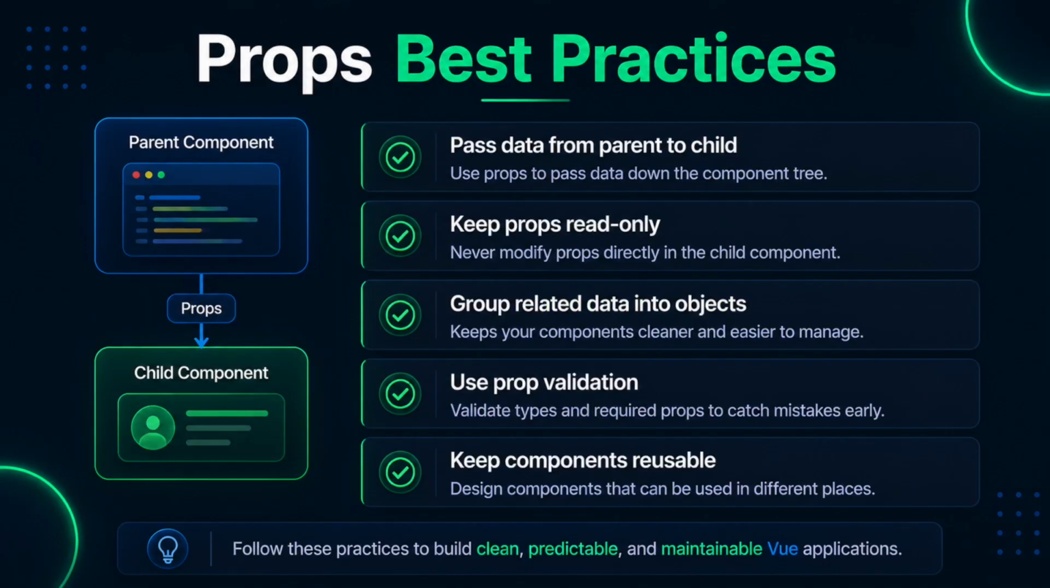Before we finish, let's quickly go over a few best practices. Props should always be used to pass data from a parent component to a child component. Never modify props directly inside the child component. If several values belong together, consider grouping them into a single object. Whenever possible, use prop validation to make your components easier to understand and maintain. And finally, try to design your components so they can be reused in different parts of your application. Following these simple guidelines will help you build cleaner and more maintainable Vue applications.